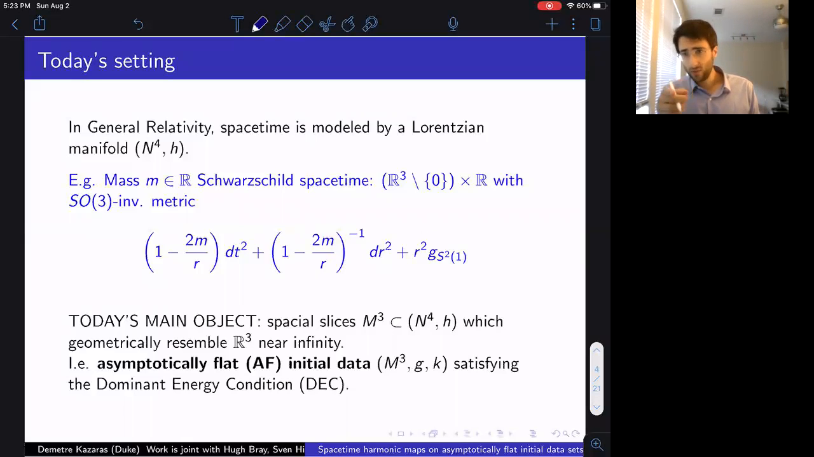So Daniel mentioned one submanifold, hypersurfaces, inside of these Lorentzian objects, which resemble flat space near infinity. I'll tell you what that means in a moment. Okay, so these are called initial data sets. You can think of the problem of evolving some given state of the universe in time, and then the spatial slice would be like an initial data set. So the relevant quantities here are the metric g, which is h restricted to M, and k, a symmetric 2-tensor, being the second fundamental form of this embedding.